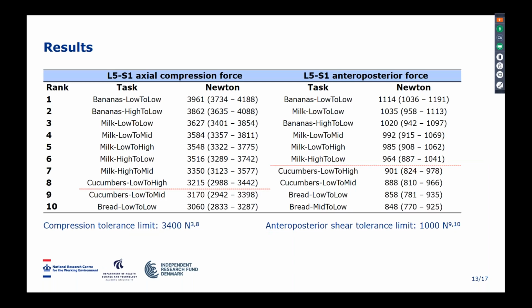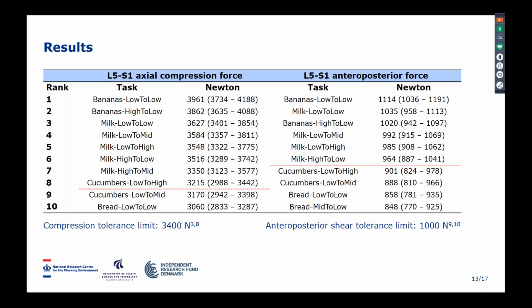Another main finding here from the study was that when you take these estimated compression forces and anterior-posterior shear forces in Newton, you're able to compare them to the biomechanical tolerance limits proposed in the literature. The two most well-known and most used are the compression tolerance limit first proposed by NIOSH of 3,400 Newton.